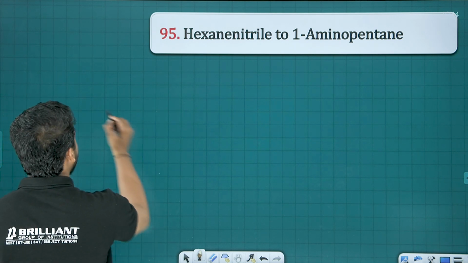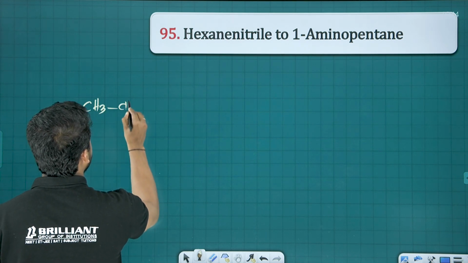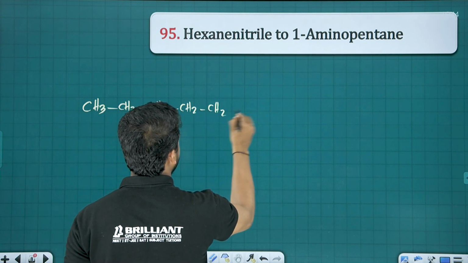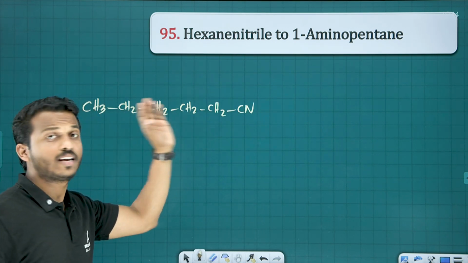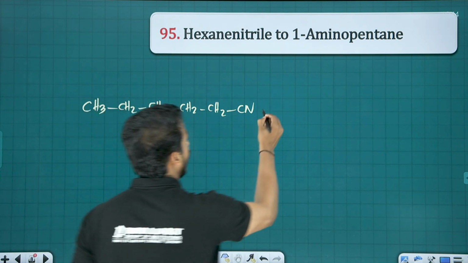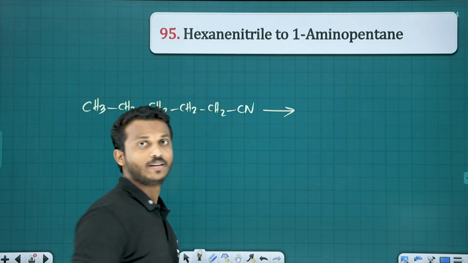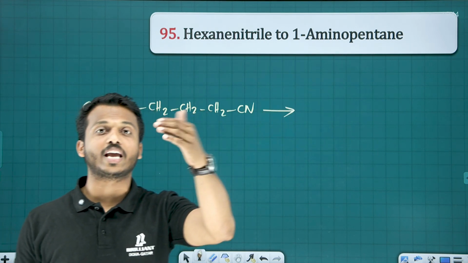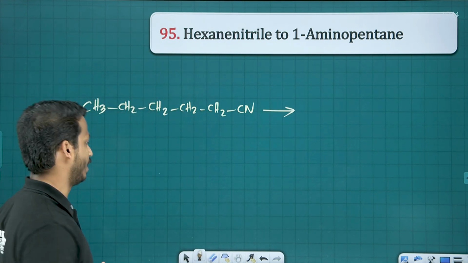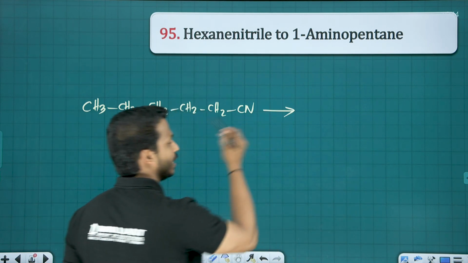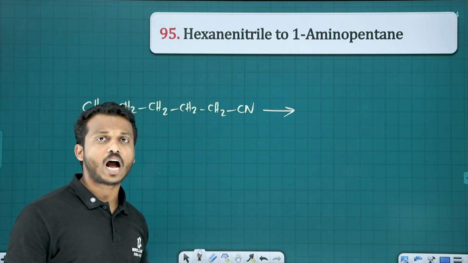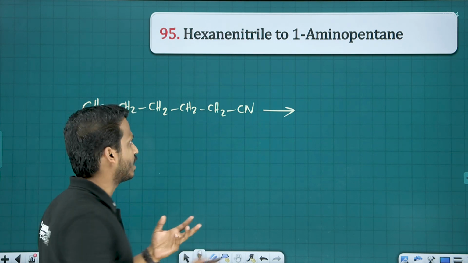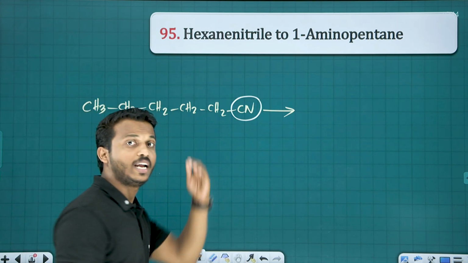Next one, hexane nitrile. What is hexane nitrile? 6 carbon, 6 carbon with a cyanide, right? This is called hexane nitrile. You know, nitrile is cyanide. To what? 1-aminopentane. See, your reactant contains 6 carbon, but the product contains 5 carbon. So again, we have to reduce 1 carbon here. Dear, cyanide is there. Alright, how can you convert it to amide? Either we can use partial hydrolysis directly. Anyway, I'm converting this cyanide into acid first.